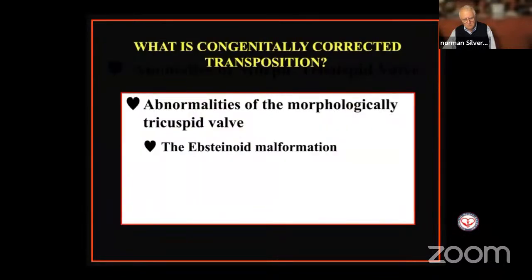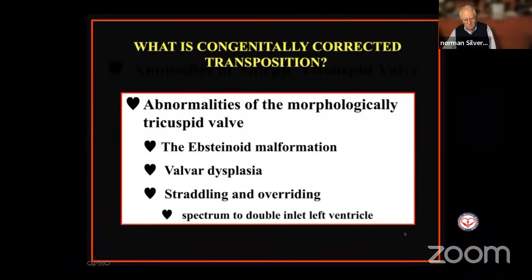So let's move on and let's look at the third of our triads. And these are the lesions involving the morphologically tricuspid valve. And the characteristic lesion is the ebstenoid malformation. And almost always that is associated with valvar dysplasia. But we can also have straddling and overriding of the morphologically tricuspid valve, and that gives us a spectrum to doubling left ventricle. But what we're going to concentrate on is the ebstenoid malformation.